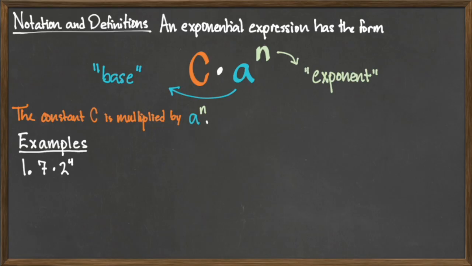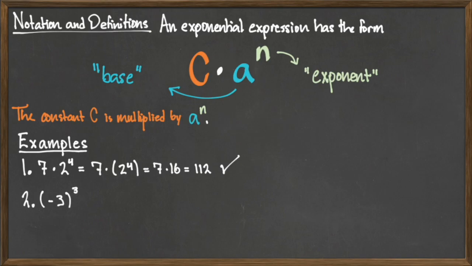That 7 is not being taken to a power of 4, only the 2 is. So this becomes 7 times 2 to the fourth, which is 7 times 16, which is 112. Next, consider (negative 3) to the third power. That negative is inside the parentheses, which means that the power of 3 applies to it. So this expression is negative 3 multiplied by itself 3 times, which will yield an answer of negative 27.